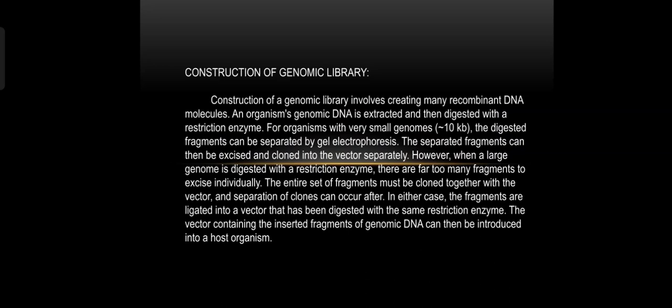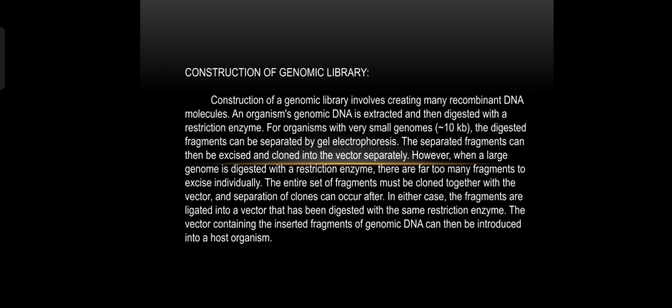Then let's see the construction of a genomic library. Construction of a genomic library involves creating many recombinant DNA molecules and organisms. Genomic DNA is extracted and then digested with the restriction enzyme. For example, with very small genomes, approximately up to the size of 10 kb, the digested fragments can be separated by gel electrophoresis. The separated fragments can then be excised and cloned into the vector separately.